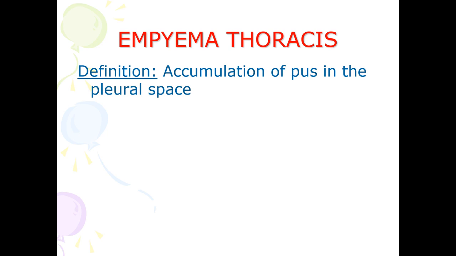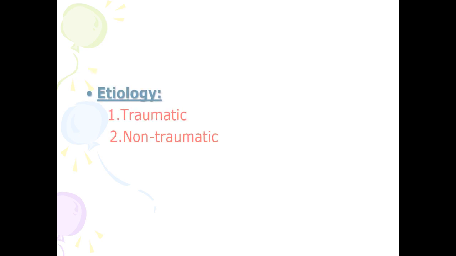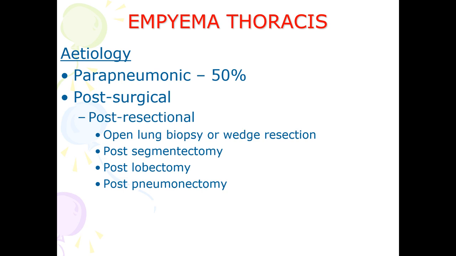Empyema thoracis is accumulation of pus in the pleural cavity, so pyothorax. Etiology is either traumatic or non-traumatic. Paraneumonic in 50%. Post-surgical, post-resectional: open lung biopsy or wedge resection, post-segmentectomy, post-lobectomy, post-pneumonectomy may occur.